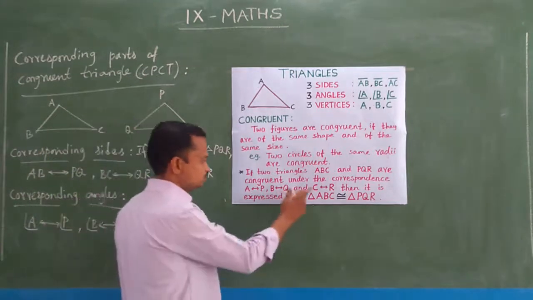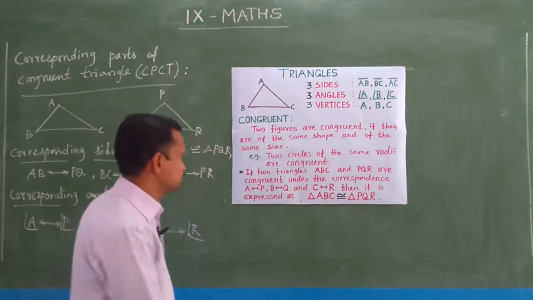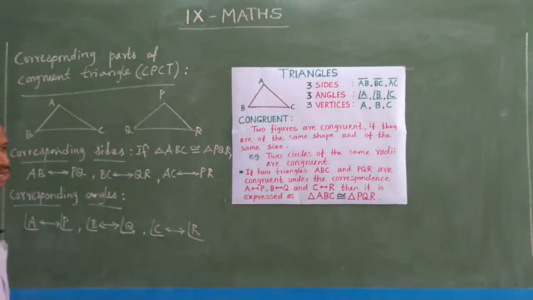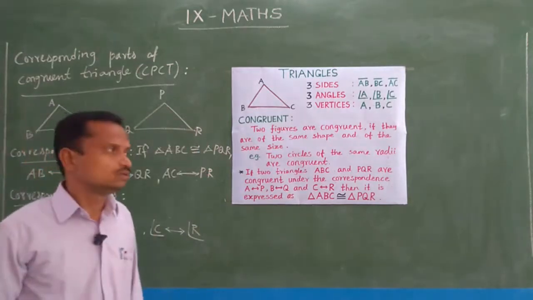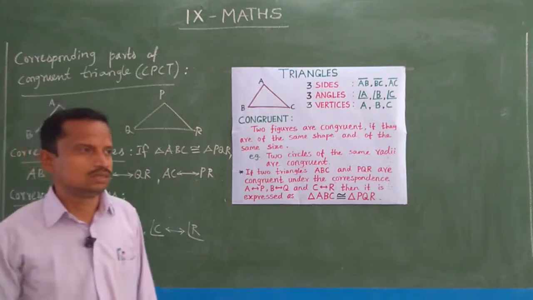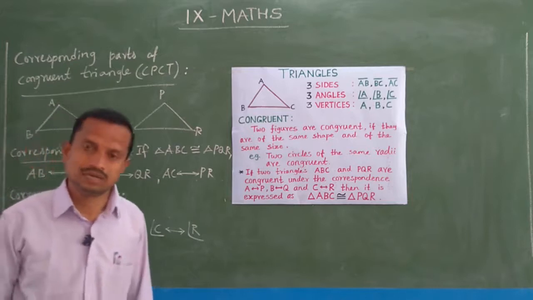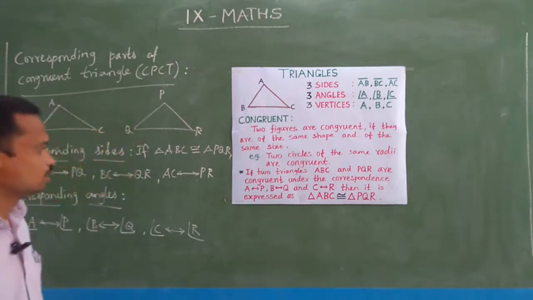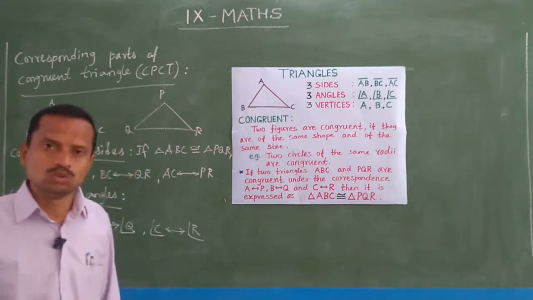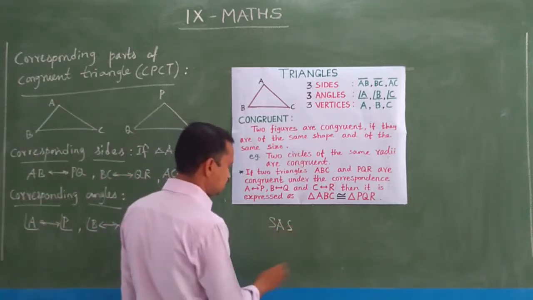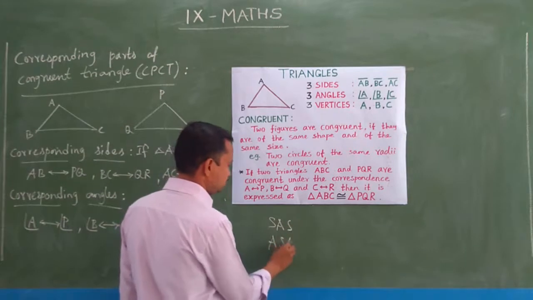We saw that earlier. So like that we have the corresponding parts of congruent triangles. In the proof part of every sum, we will use this also, corresponding parts of congruent triangles. And now coming to the congruence rules. First one, SAS, and then ASA.